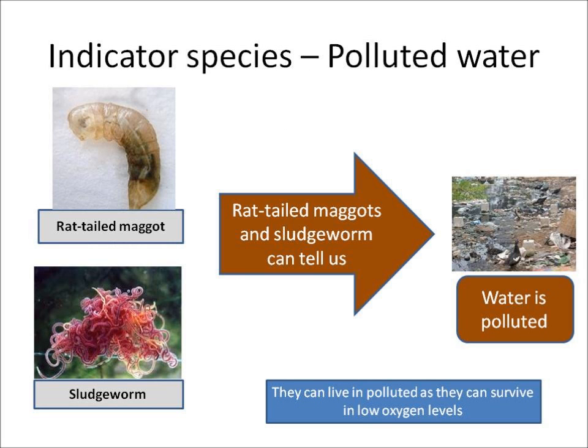Here are two indicator species, the rat-tailed maggot and the sludge worm. If we see a lot of them in the water, they're probably going to tell us the water's very polluted, because they can live in polluted water with low oxygen levels.